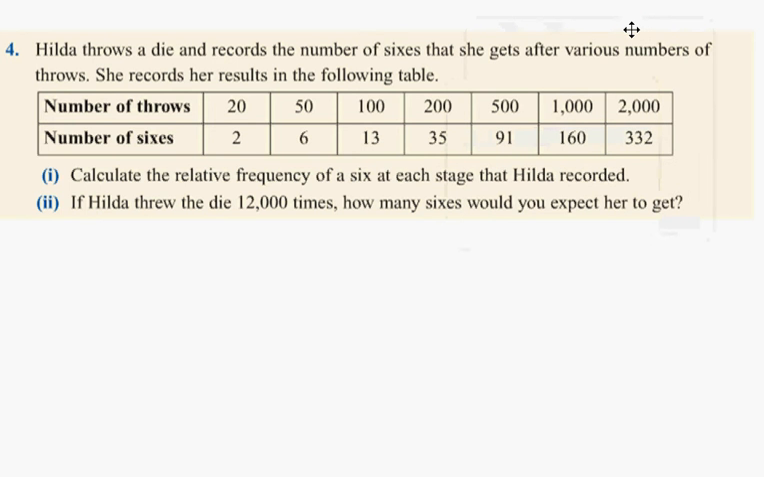Now, Hilda throws a die, or a die means dice singular, one dice, okay, one die, and records the number of sixes that she gets after various numbers of throws. She records the results in the following table, okay? So, number of throws, calculate the relative frequency at each stage that Hilda recorded, okay? So, we touched on this one yesterday.